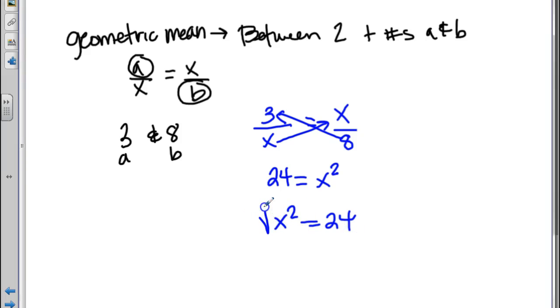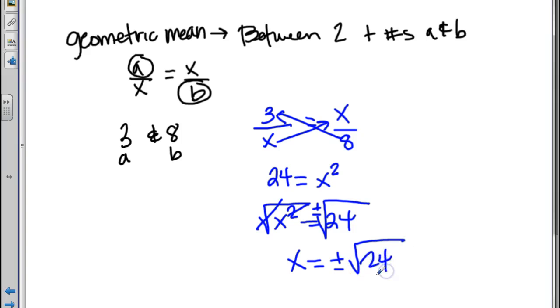Remember, to get rid of this squared, we take the square root of both sides, because that will definitely cancel that out. We take the square root here, and it's plus or minus. So x is positive or negative square root of 24. We're going to leave it like that for just a second. Remember that I said it's a positive number x, so that means what spits out here has to be positive. So I'm going to chunk the negative. x is the square root of 24.